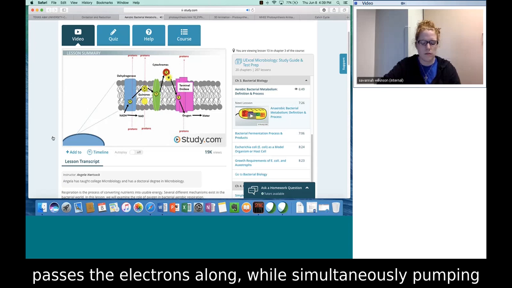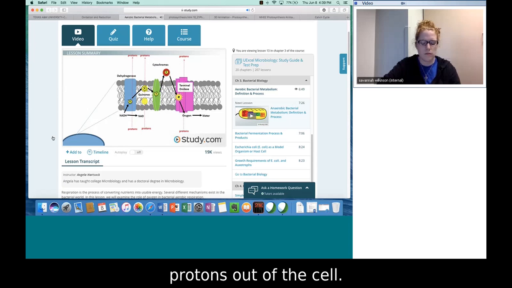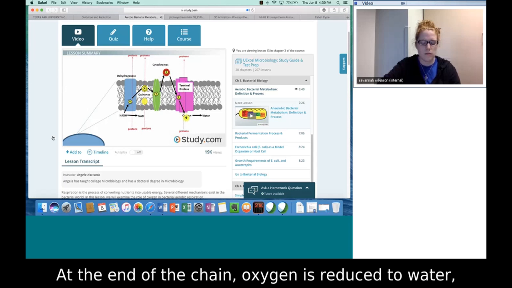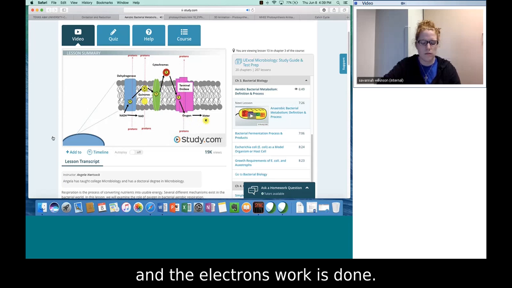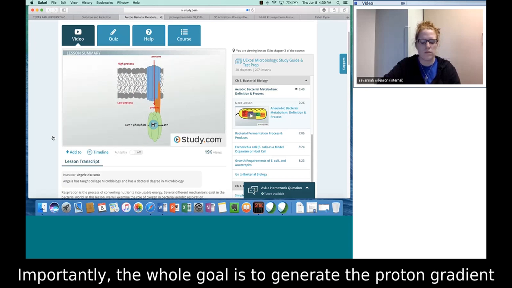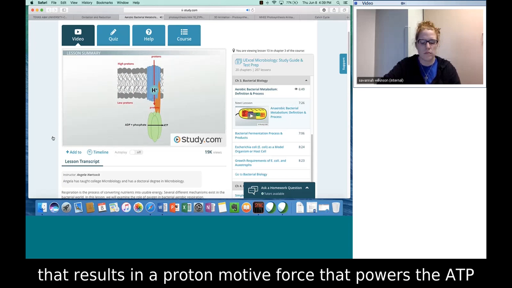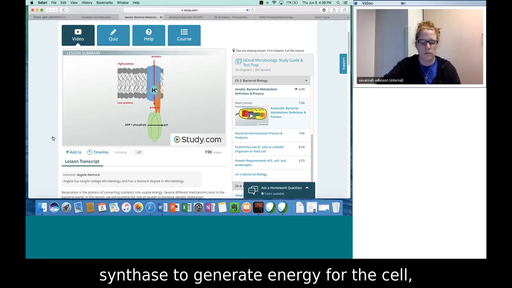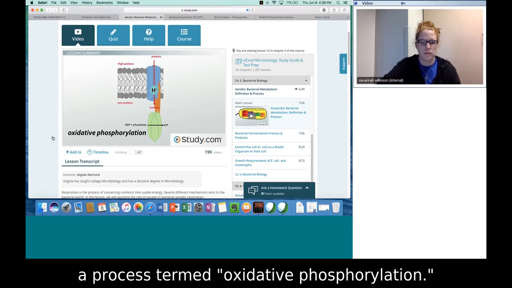passes the electrons along while simultaneously pumping protons out of the cell. At the end of the chain, oxygen is reduced to water, and the electron's work is done. Importantly, the whole goal is to generate the proton gradient that results in a proton motive force that powers the ATP synthase to generate energy for the cell, a process termed oxidative phosphorylation.